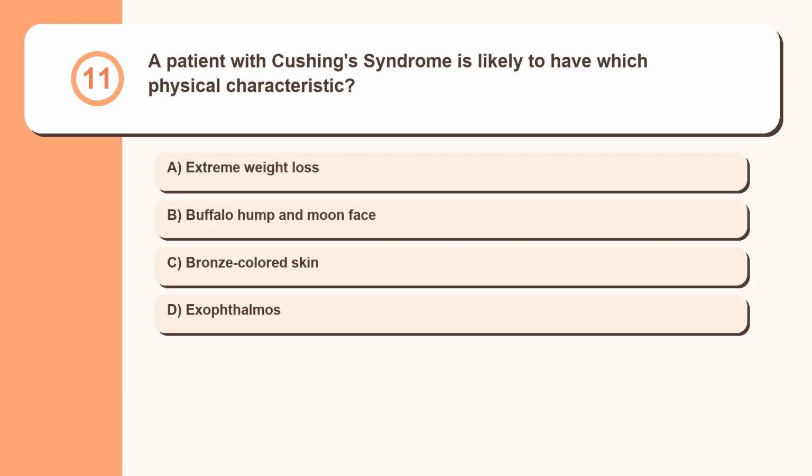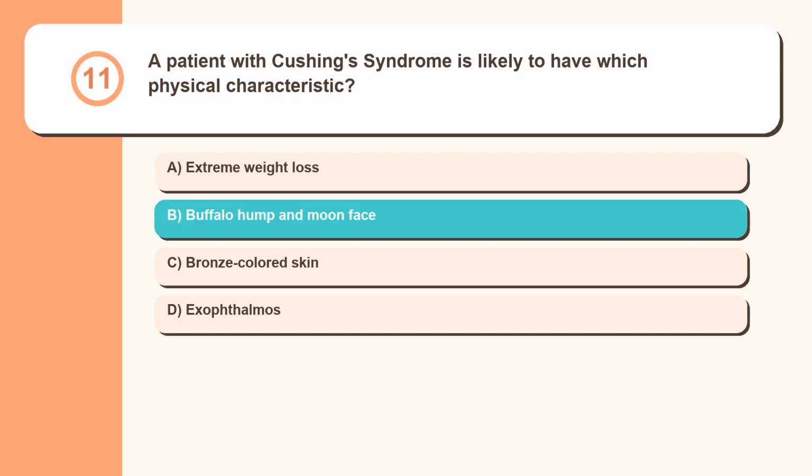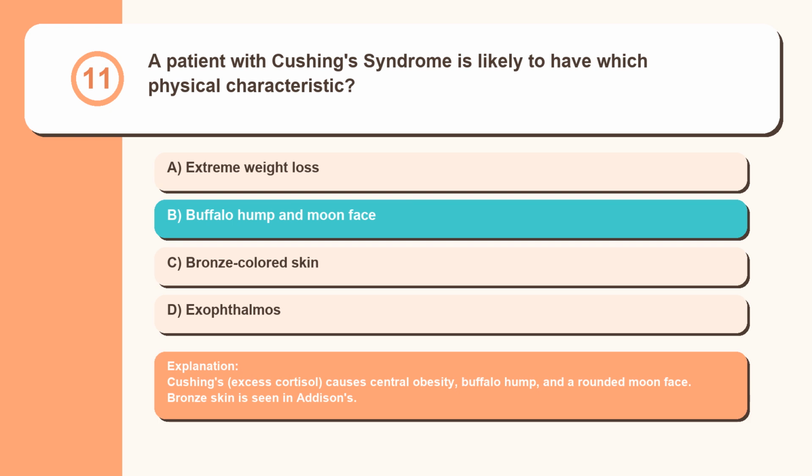Question 11. A patient with Cushing's syndrome is likely to have which physical characteristic? Extreme weight loss, buffalo hump and moon face, bronze-colored skin, exophthalmos. Cushing's, excess cortisol, causes central obesity, buffalo hump, and a rounded moon face. Bronze skin is seen in Addison's.